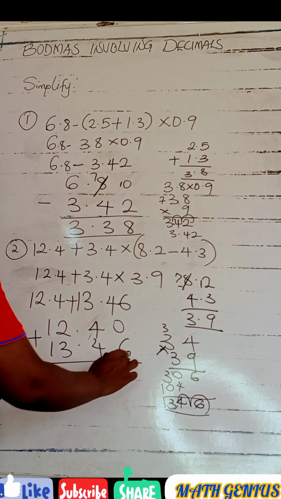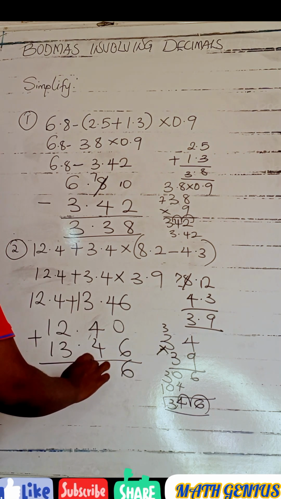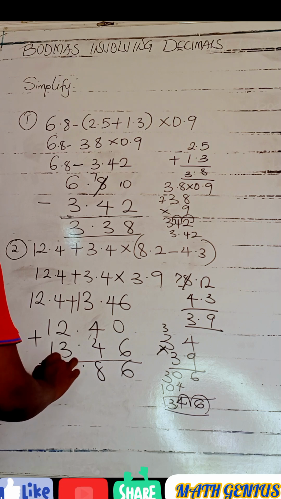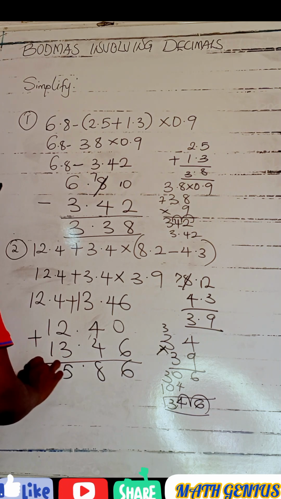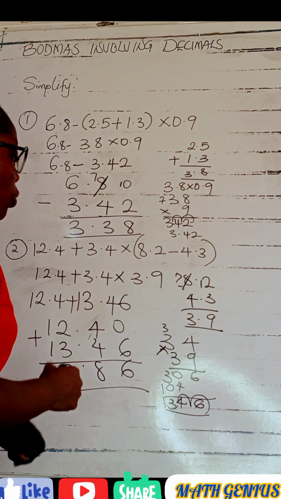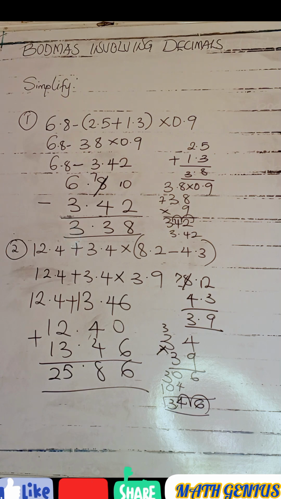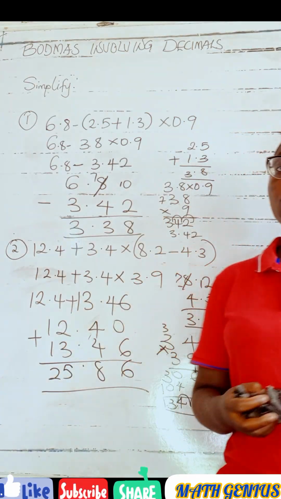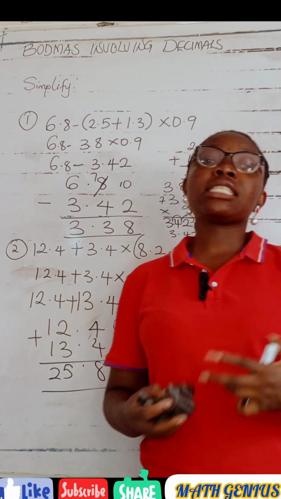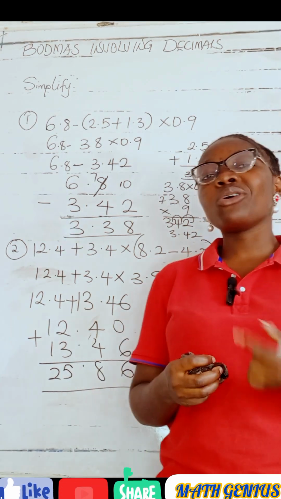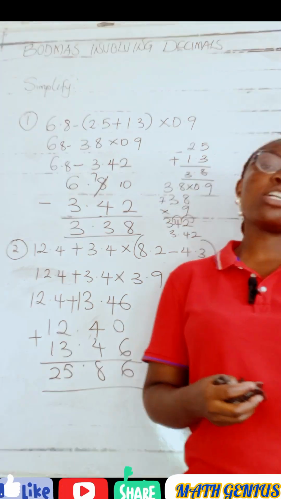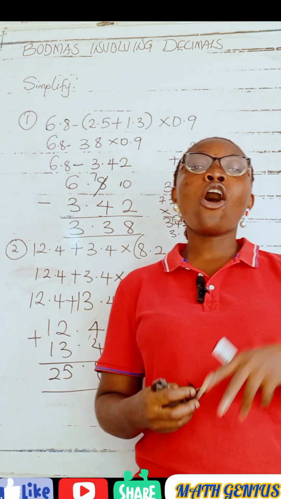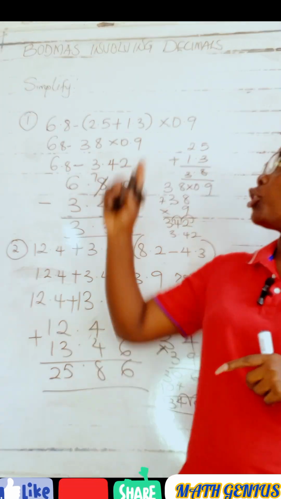So 0 plus 6, 6. 4 plus 4, 8. 2 plus 3, 5. 1 plus 1, 2. That is the end of our answer. So this is how you carry out your order of operations. This is how you apply your BODMAS on decimal. It's not different from what we have been doing. All we've been doing is to follow the order.